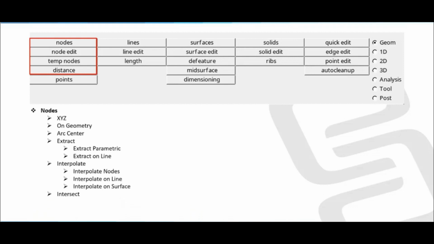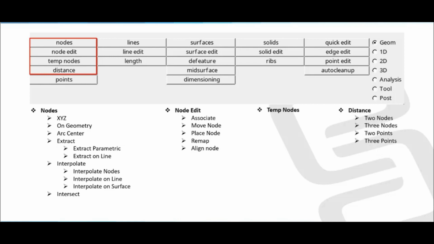Now nodes panel contains a lot of sub panels like XYZ, on geometry, arc center, extract. Under extract there are two categories, extract parametric, extract on line. Next is interpolate. Again there are three categories, interpolate nodes, interpolate on line, interpolate on surface, and the last is intersect. The next panel is node edit, under which you will find associate, move node, place node, remap and align node. Next is temporary nodes panel, and next is distance panel, in which you will find 2 point, 3 point, 2 node, 3 node.